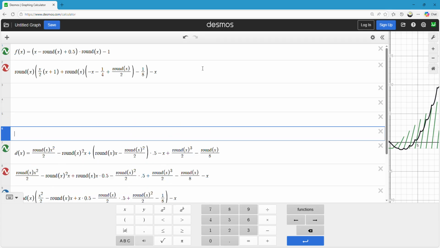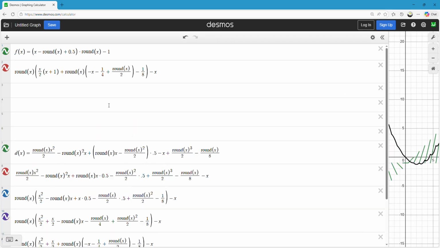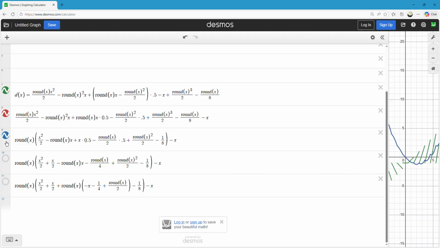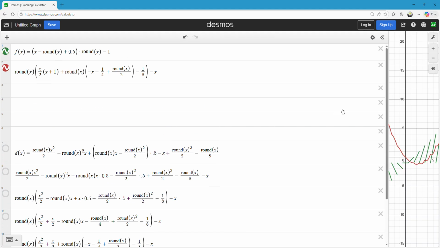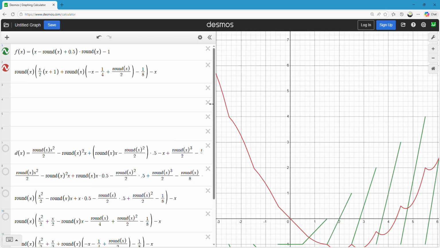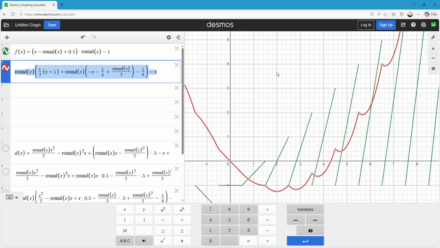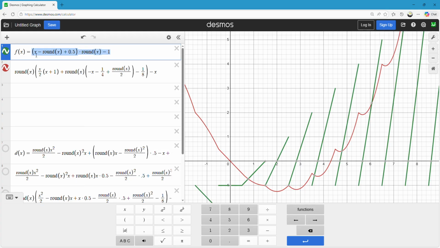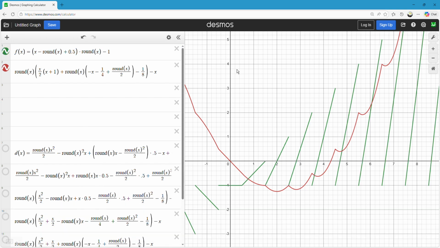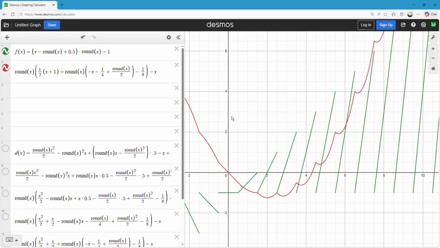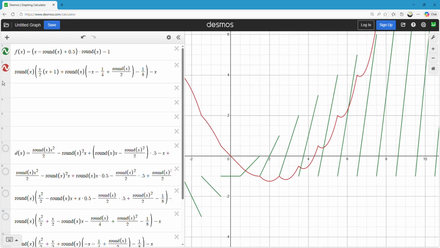So right here, I don't think I simplified it this far before. But right here is the antiderivative of round of x: parentheses x minus round of x plus 0.5 times parentheses round of x minus 1. And there you have it. Good luck trying that, AI.